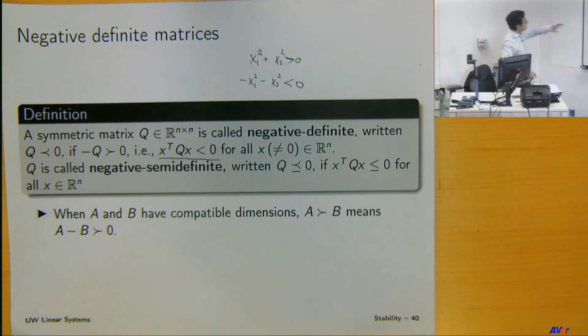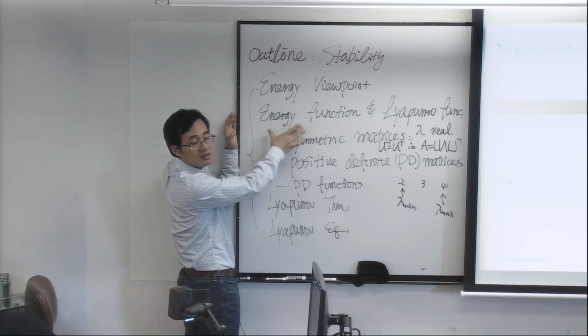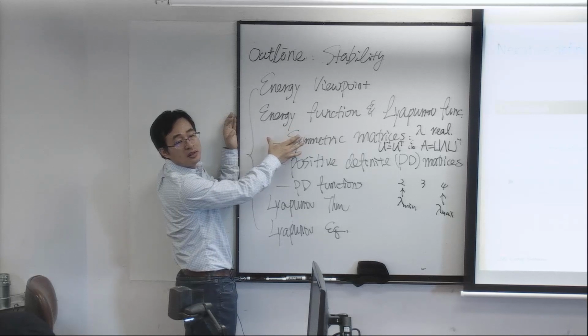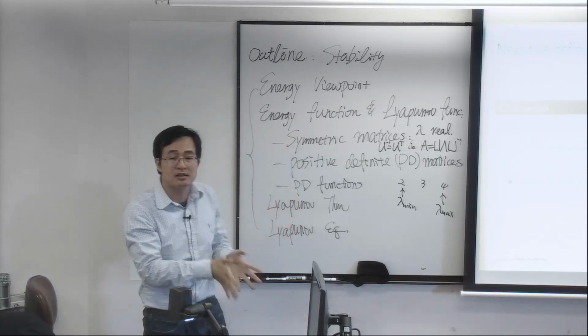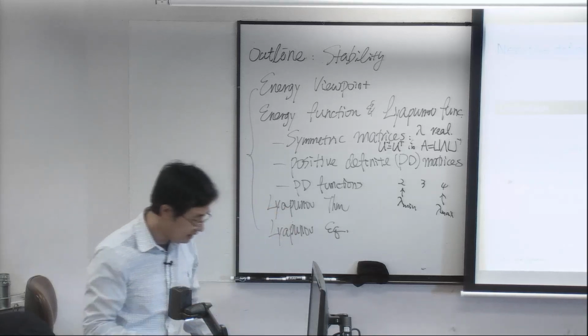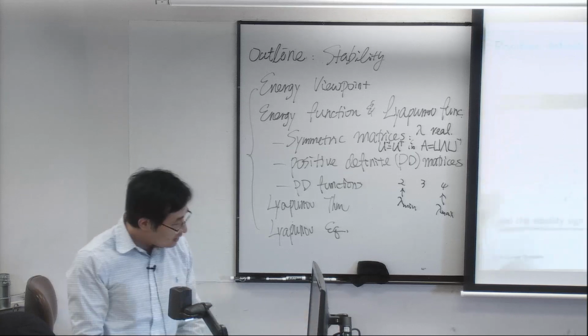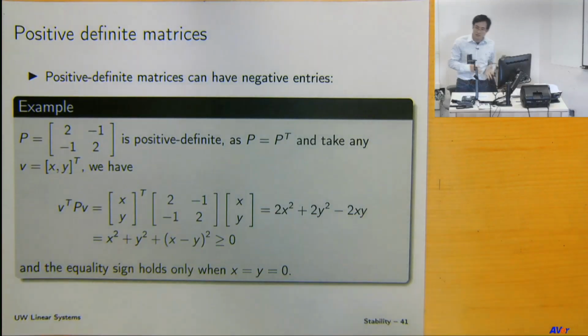So positive definite goes to the energy function, and negative definite, guess where it goes? The derivative of the energy function. We want to show that the energy is going to keep decreasing, so the derivative is less than 0. So that's how it's going to connect. All right, be careful. Positive definite matrices does not mean that all the entries are positive.